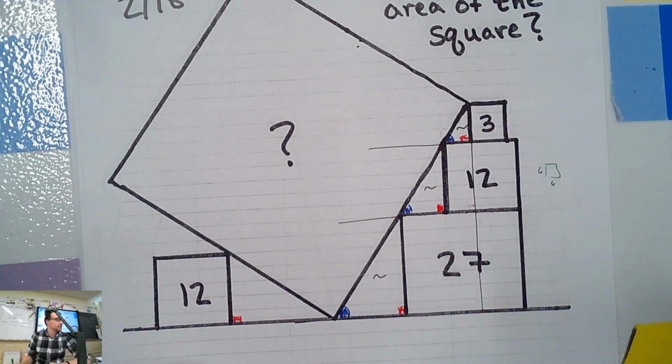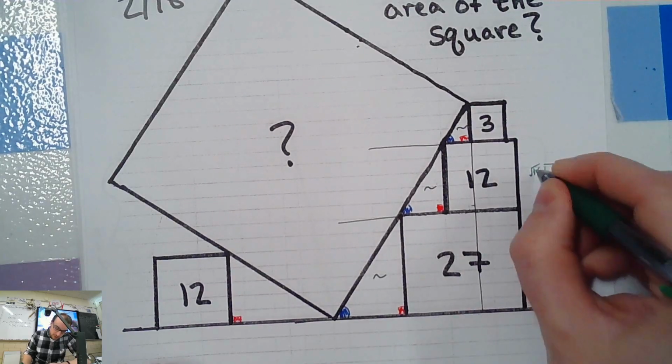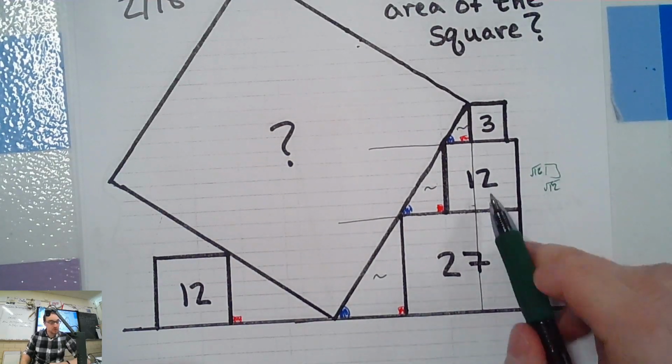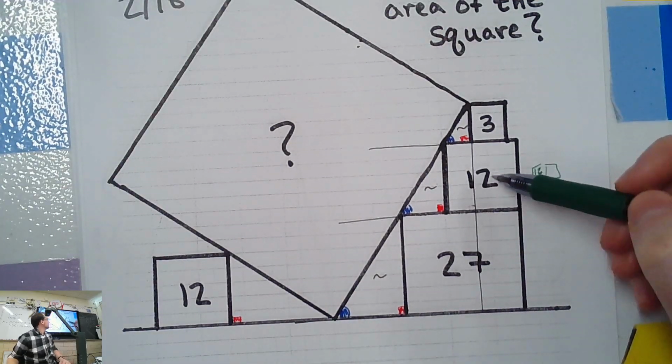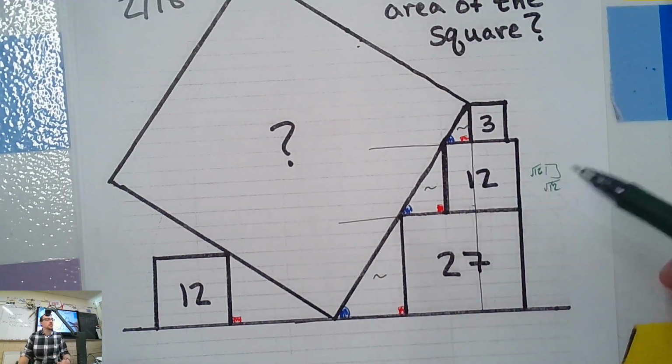6 times 6 is 36, right? So what you really want is root 12, because root 12 times root 12 gets you 12, right? Now, that would be this side here if this were a square, which we do not know, right? You're assuming that this is a square. It could just be a rectangle.